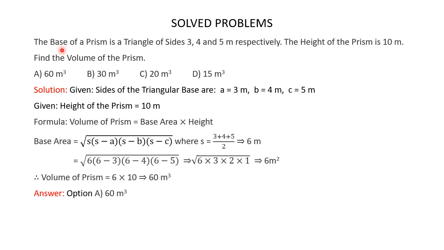The base of a prism is a triangle of sides 3, 4 and 5 meters respectively. The height of the prism is 10 meters. Find the volume of the prism. Here you are given 4 options and you have to find out which of these options is the correct one. So here you are asked to find the volume of the prism.